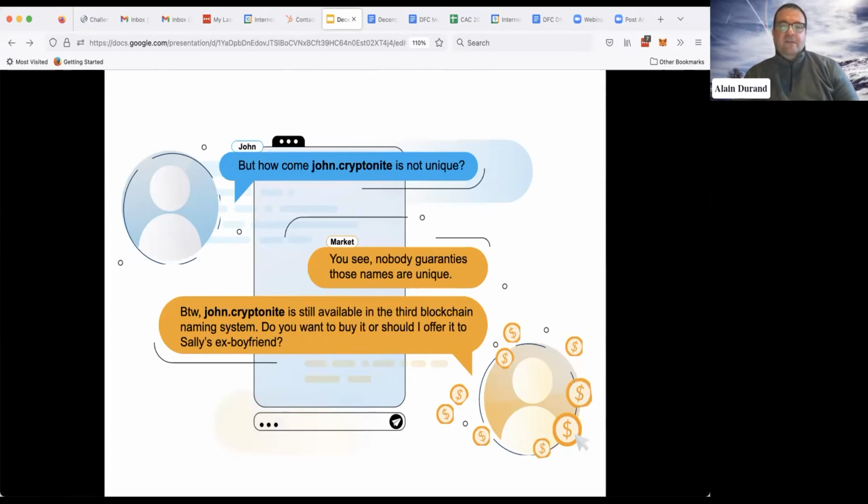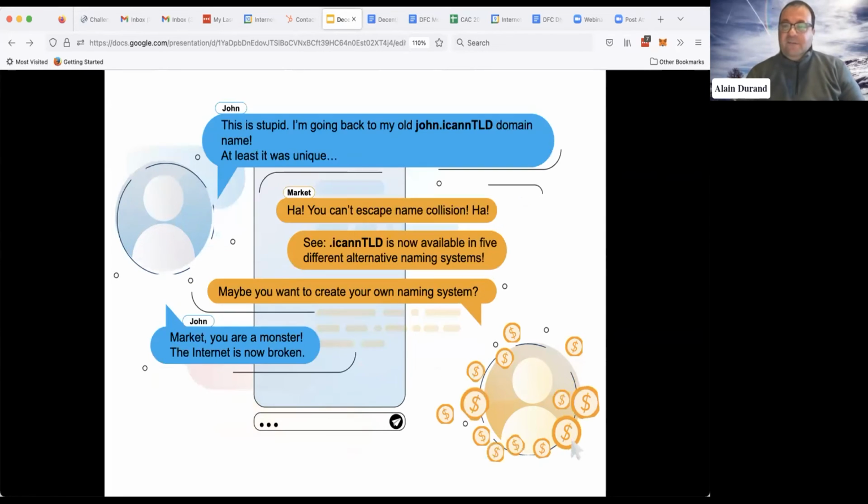Next. But how come it's not unique? Well, nobody guarantees this is unique. That's the point. Actually, John.Kryptonite is available in a 3rd blockchain. Do you want to buy it, or should I sell it to Sally's ex-boyfriend? Next, please. And John says, this is really, really stupid.